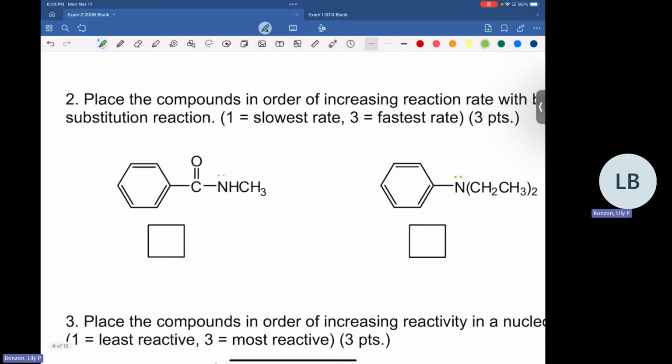So starting with the left one, this is actually going to be considered a withdrawing group. And the reason for that is because our electron density is moving away from the benzene ring. This amide can do resonance, but it's not towards the benzene ring. All the electron density is going away and towards the nitrogen and that oxygen right here. So this is actually a pretty strongly withdrawing group.